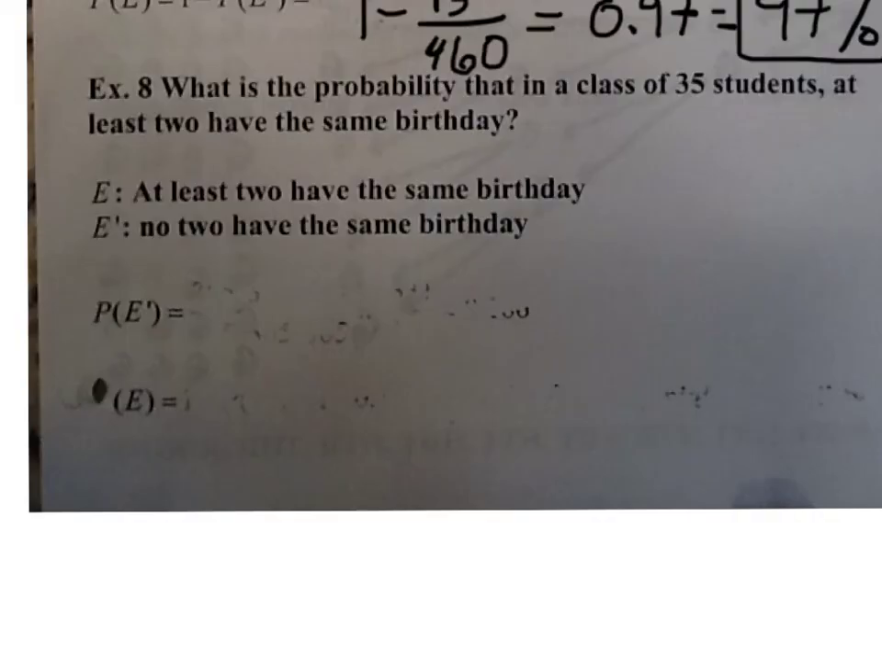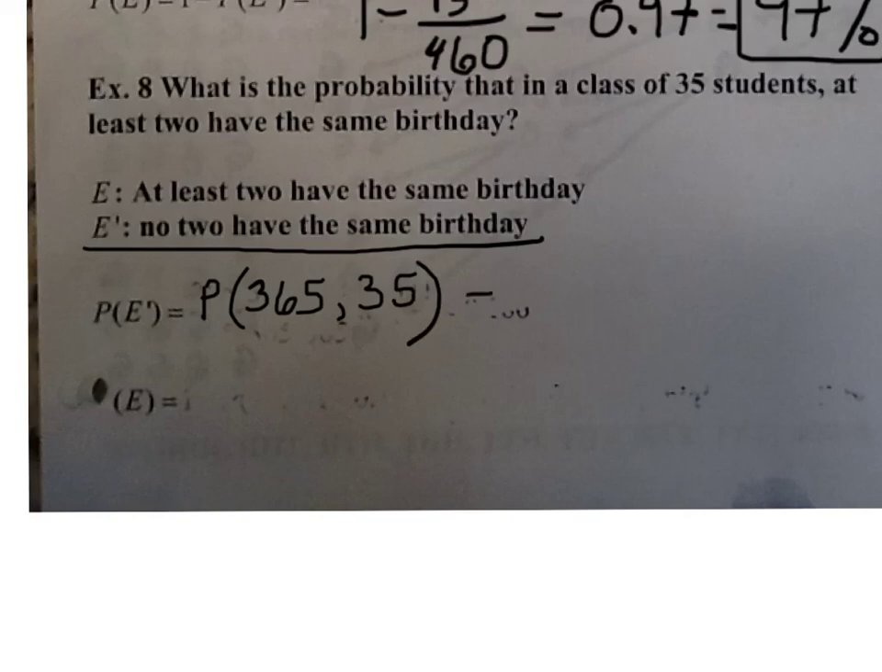This last example is pretty tricky, so I anticipate talking about this one again in class tomorrow. Here's what it says. Probability in a class of 35 students. What is the probability that at least 2 have the same birthday? Whenever you see that at least, it's kind of tricky. So here we go. Let's say E prime is that no 2 people have the same birthday. When I'm figuring that out, this is tricky, because the order matters on this one, and I'm choosing dates. So I have 365 days to choose from. I'm choosing 35 of them.